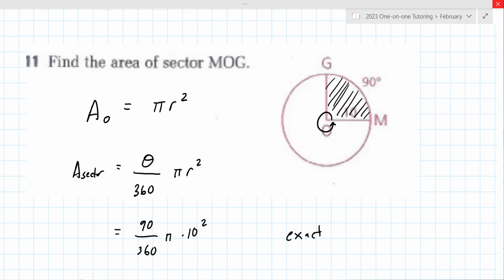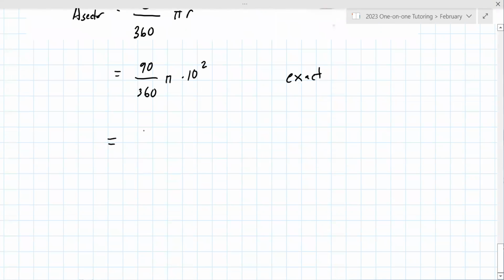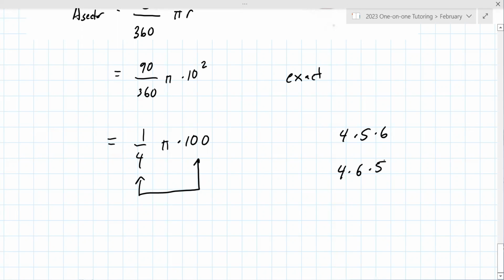Point or 1/4 pi times 100. Okay, can you simplify that further? 0.25 pi times 100. Okay, you can combine these numbers. The order, like if I asked you 4 times 5 times 6, you can do 4 times 6 times 5. You can switch the order and you still get the right answer. So you want to take a quarter of 100, 25 pi.